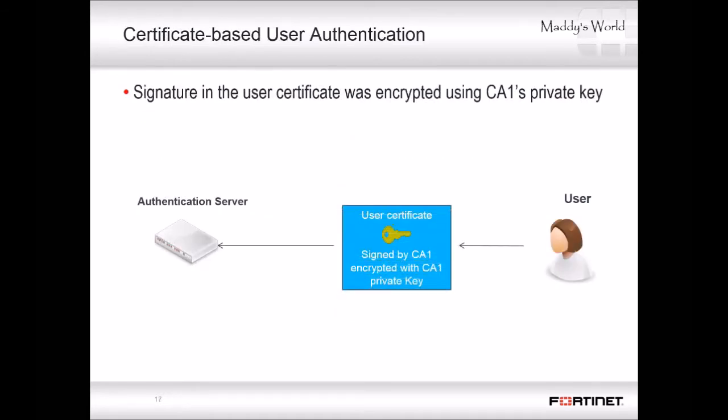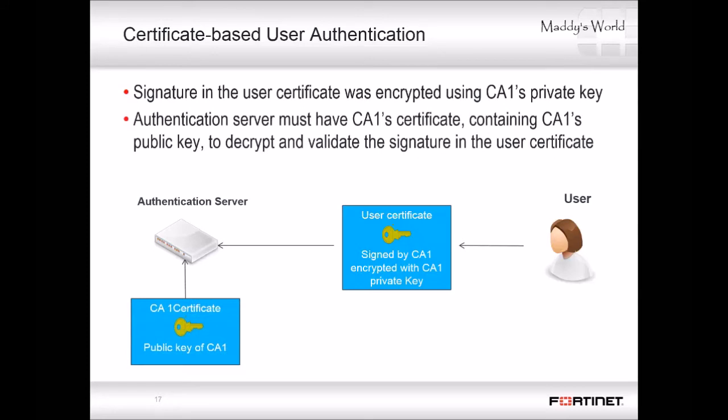This slide shows how user authentication works with digital certificates. When the user is authenticating, it sends its digital certificate, which includes not only its public key, but also the signature of the CA that certifies the certificate. The signature is encrypted with the private key of the CA.